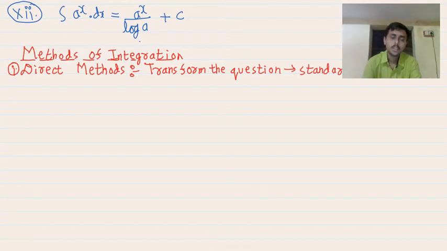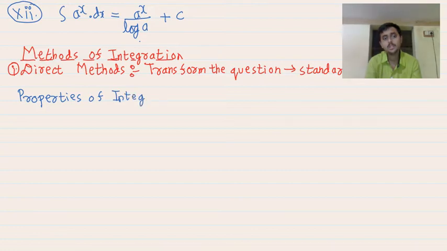Fine. Now what are these standard forms? These are standard forms because we know the formula for evaluating these standard forms. Before I begin these, let us talk about a few properties which we will be using. Properties of integration. These properties will be used for all methods, but they are most important for direct methods.